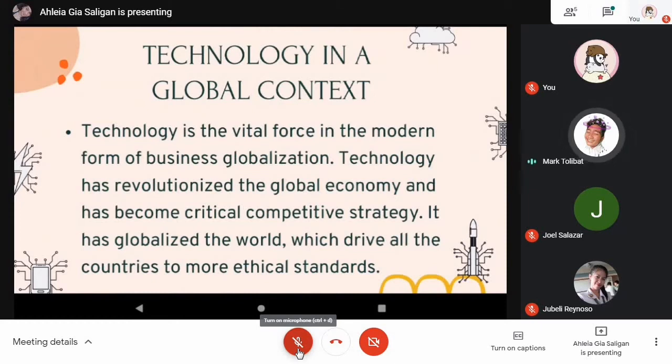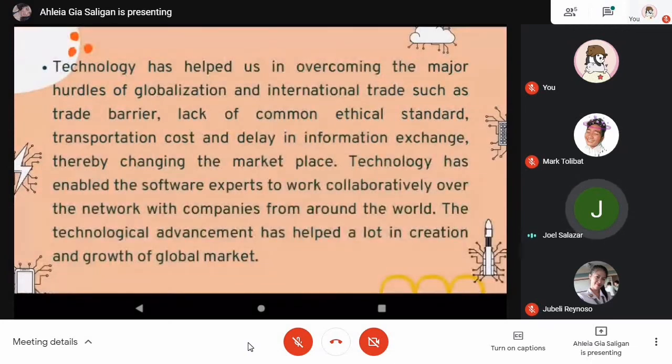Through the introduction of technology, the global economy of the world is said to be revolutionized, which means the economy would not have developed the way it did without technology that helped with trade and providing connection between businesses. Aside from that, it globalized the world in a way that it helped society and introduced more acceptable ethical standards. So technology has helped us in overcoming the major hurdles of globalization and international trade, such as trade barriers, lack of common ethical standards, transportation costs, and delay in information exchange, thereby changing the marketplace.